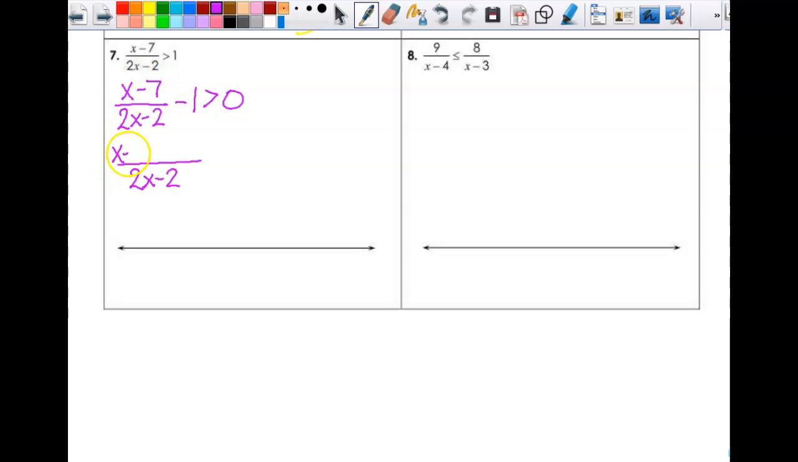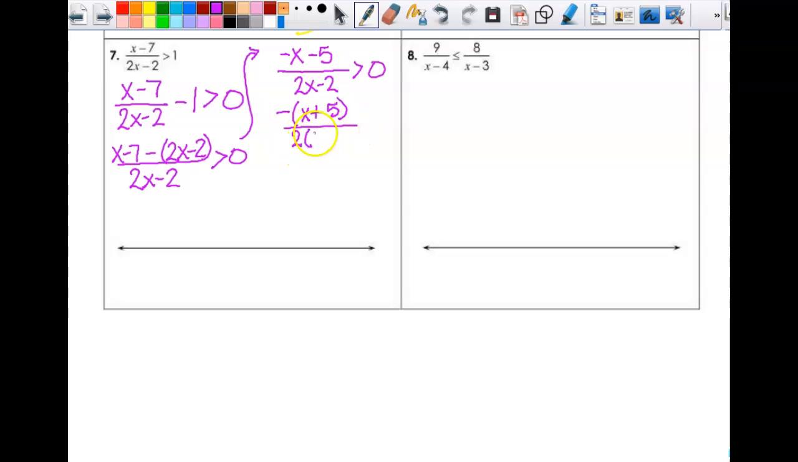My first numerator is x minus 7. Then I'm going to subtract 2x minus 2. Then I'm going to go up here. So in the numerator, x minus 2x is negative x. Negative 7 minus a negative 2 is negative 5 over 2x minus 2. It's going to help me tremendously if I factor out my GCF. So I'm going to factor out a negative. That's going to leave me with x plus 5 over 2 times x minus 2, and that's greater than 0.